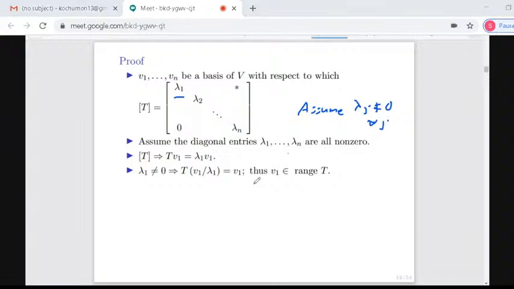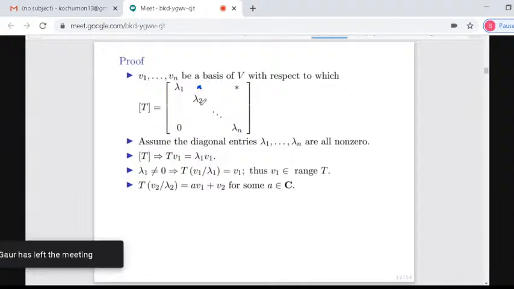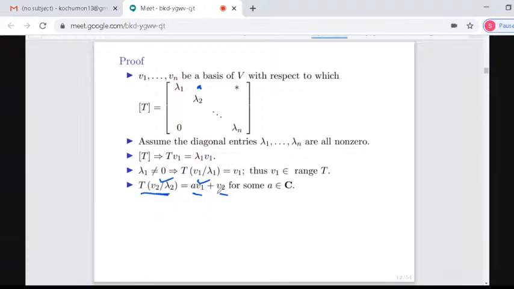T is invertible. By doing this, you can see that v1 is in the range of T, because T of v1 over lambda 1 is nothing but v1 itself. Secondly, consider v2 over lambda 2. T of v2 is equal to some element times v1 plus lambda 2 v2. Therefore, T of v2 over lambda 2 can be written as some complex number a v1 plus v2. This element v1 is already in the range, and this element is already in the range. Therefore, v2 is also in the range.